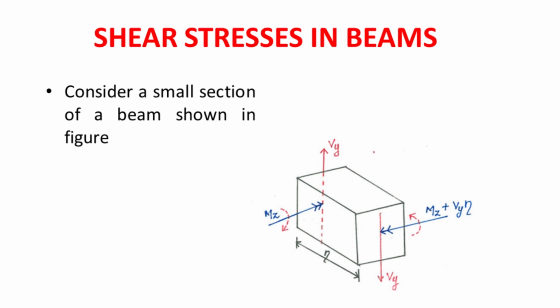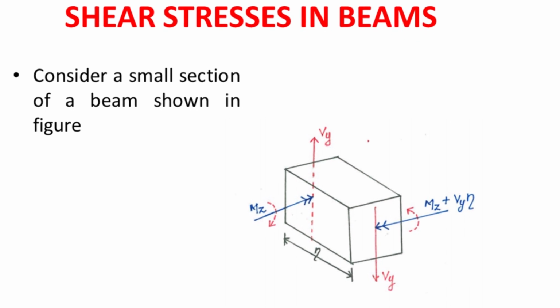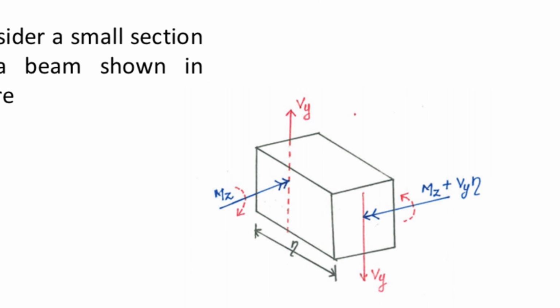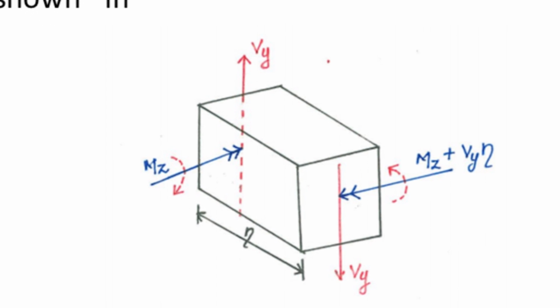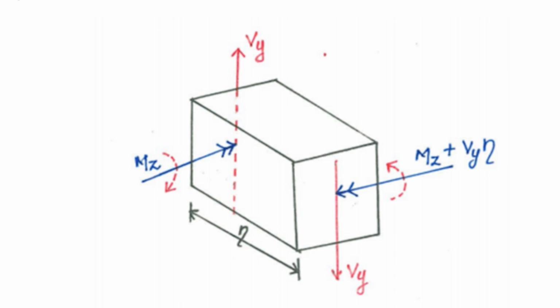So, we will consider a small section of a beam. This is the positive sign convention normally used. Vy is the force acting upward on the left face, and Vy is another shearing force acting downward on the right face, and there is a moment Mz on the left face and moment Mz plus Vy eta on the right face.